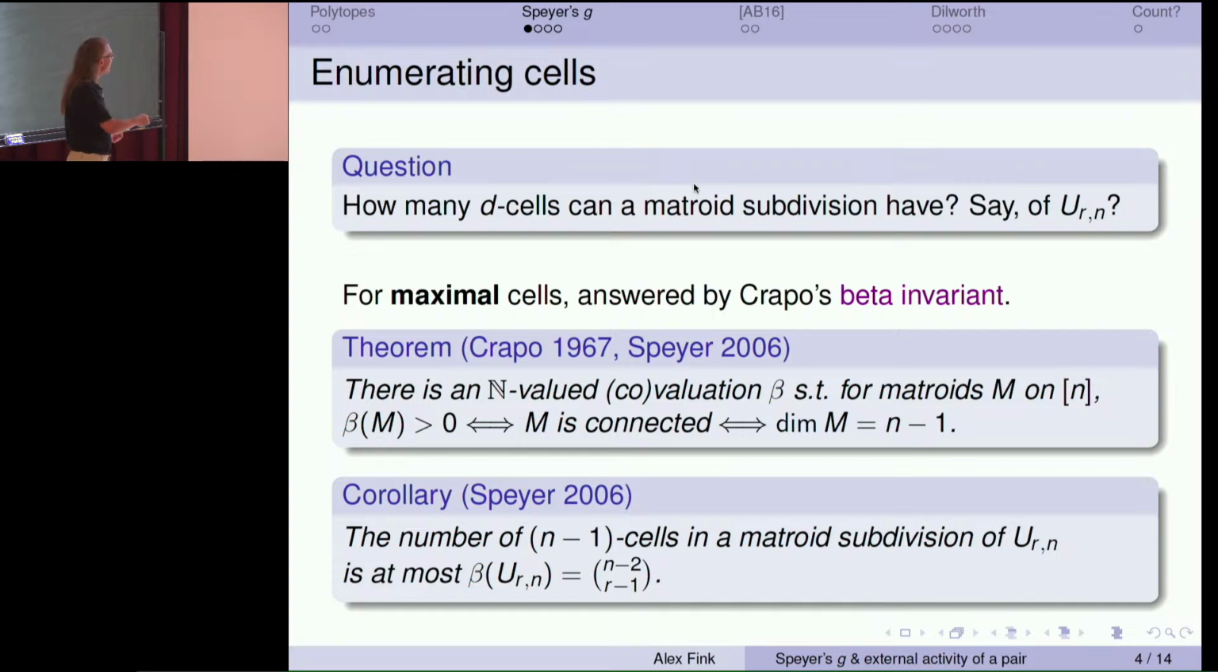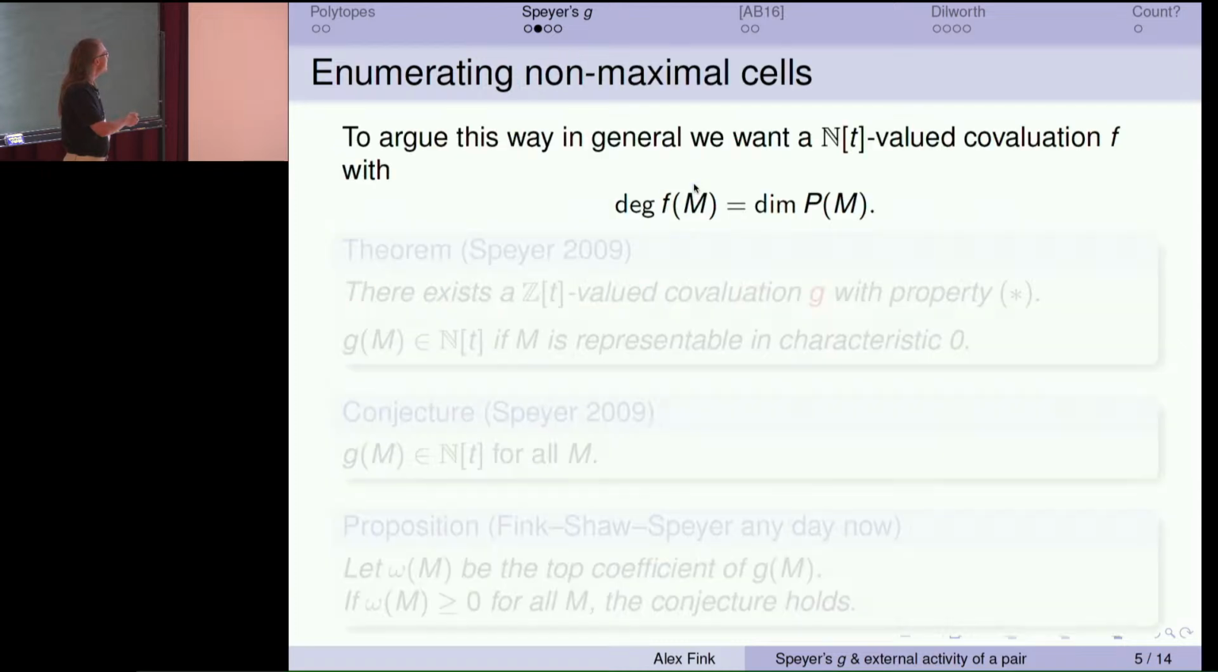So Crapo's beta invariant answers this question for top dimensional pieces, and the raison d'etre of Speyer's G invariant is to try to answer this for all the dimensions of faces. Well, we'll look at interior faces, because it's the interior faces which come up in the equation for valuations and co-valuations. You just add over the interior faces because of inclusion-exclusion. If you want faces on the boundary, you can do the combinatorics yourself and figure out those extremal numbers.